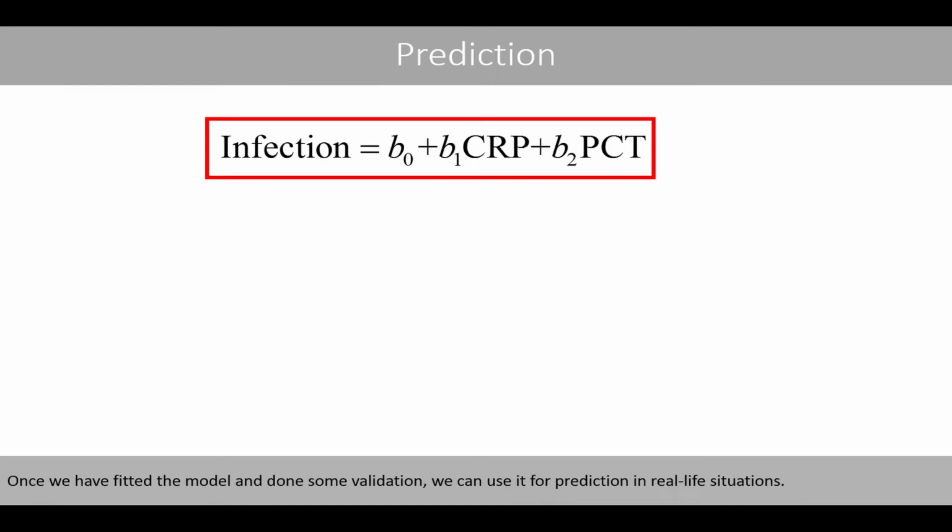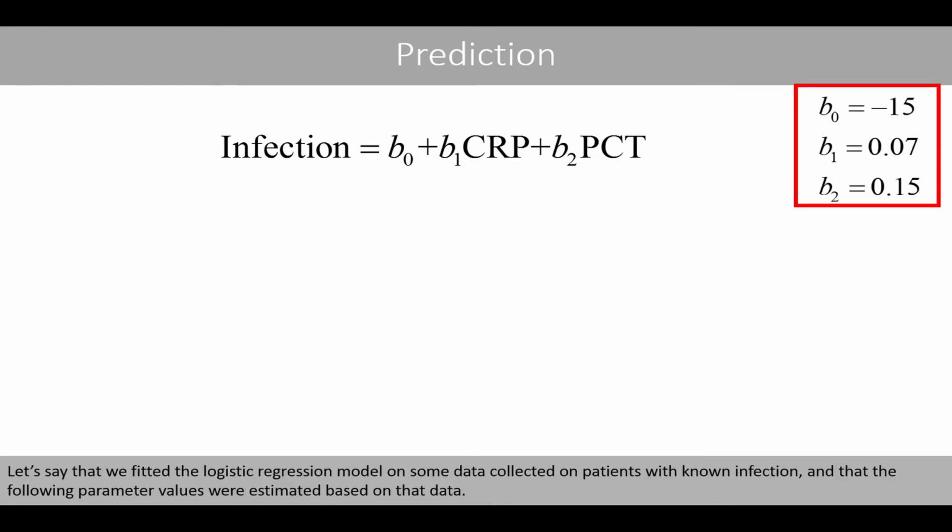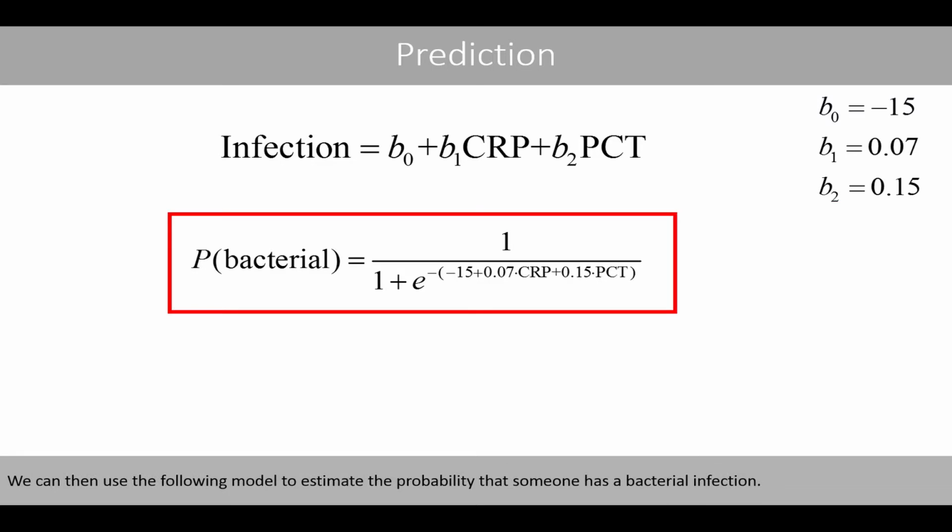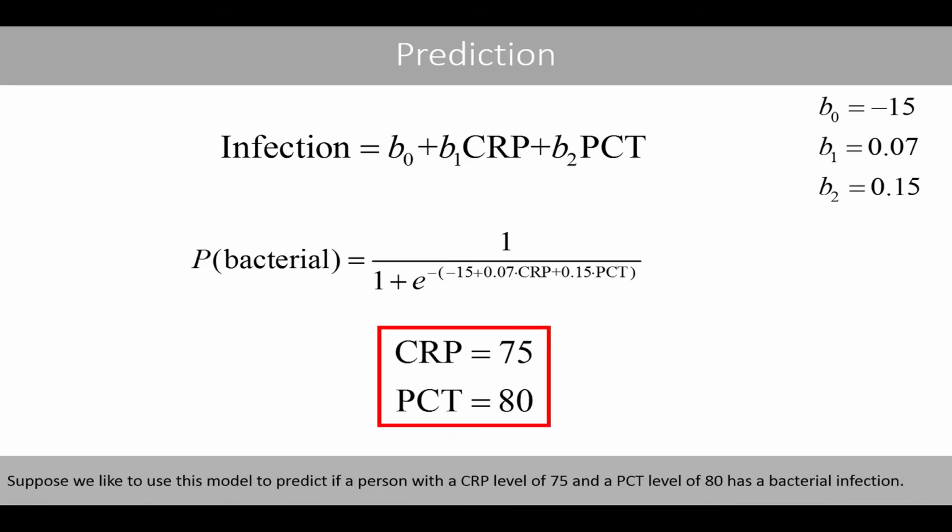Once we have fitted the model and done some validation, we can use it for prediction in real-life situations. Let's say that we have fitted a logistic regression model on some data collected on patients with known infection, and that the following parameter values were estimated based on that data. We can then use the following model to estimate the probability that someone has a bacterial infection.